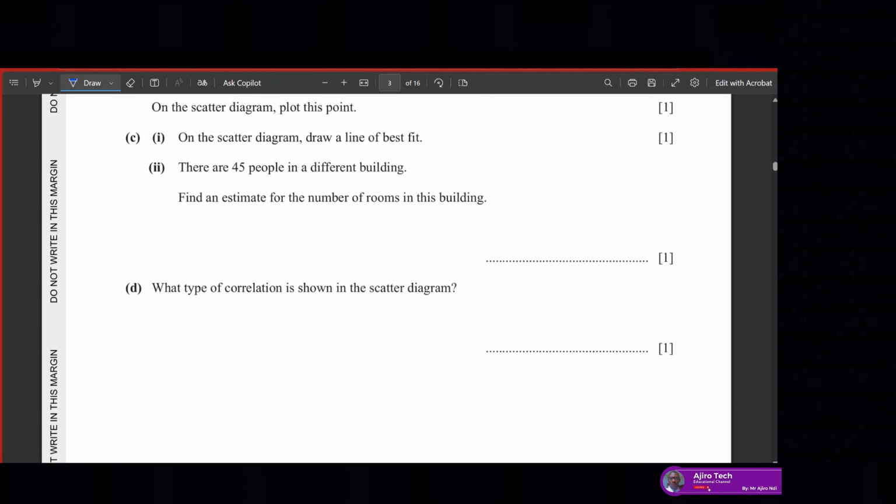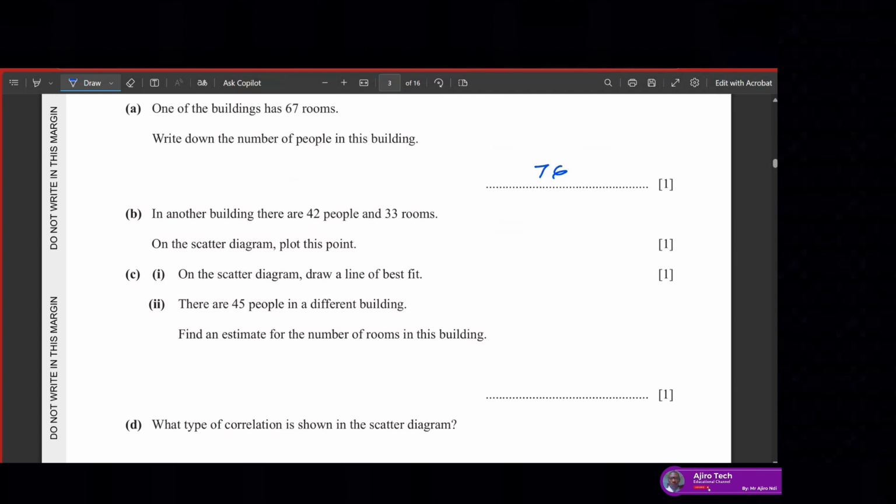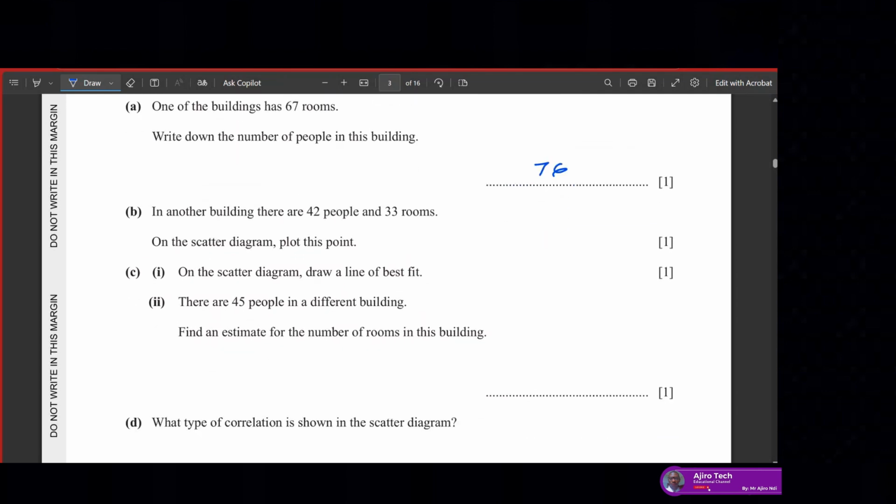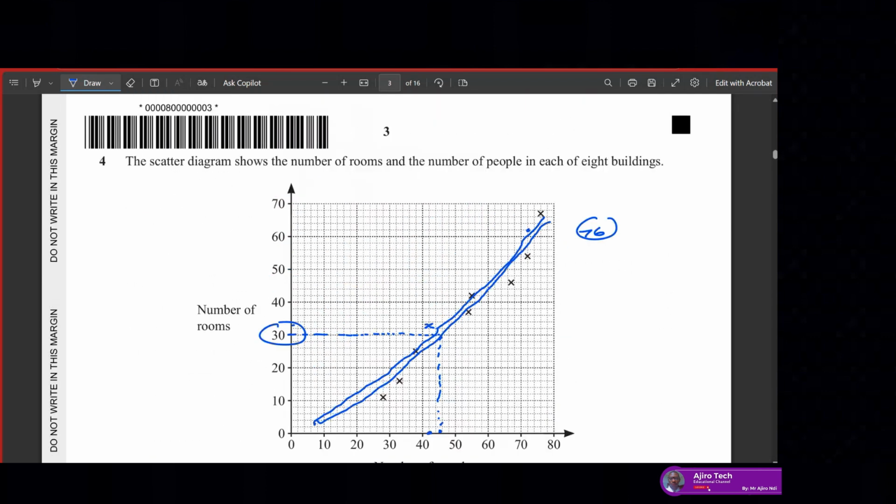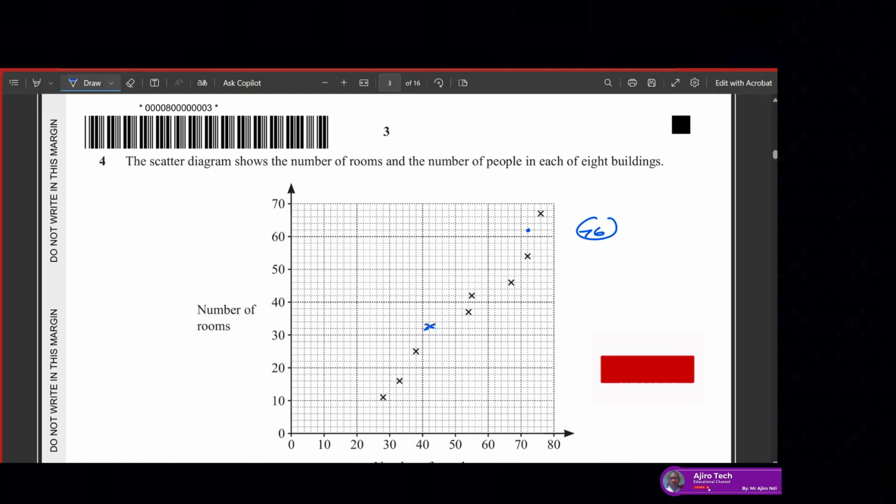Okay, now they said, what type of correlation is shown in the scatter diagram? What type of correlation? I think I need you to know that. Let me clean so that you see it clearly. So what type of correlation is this? Is it negative? Is it no correlation? Is it positive? Positive. Why do you say positive? Why not negative?